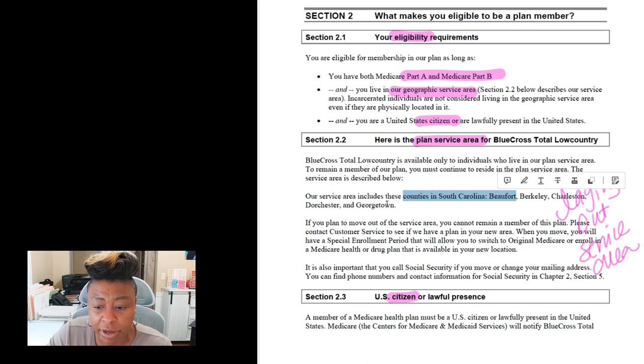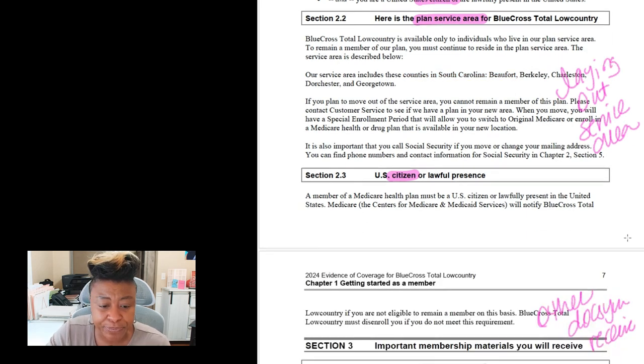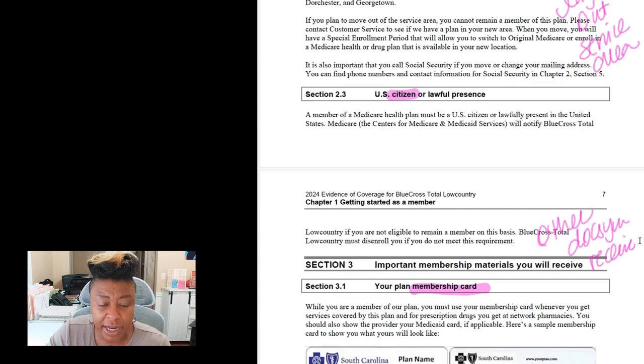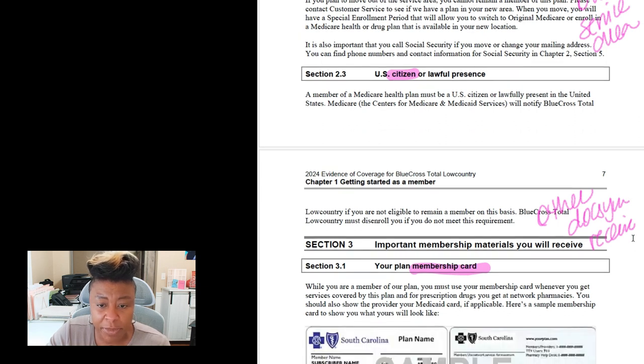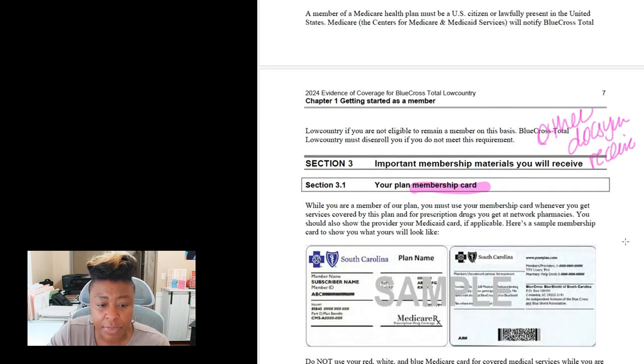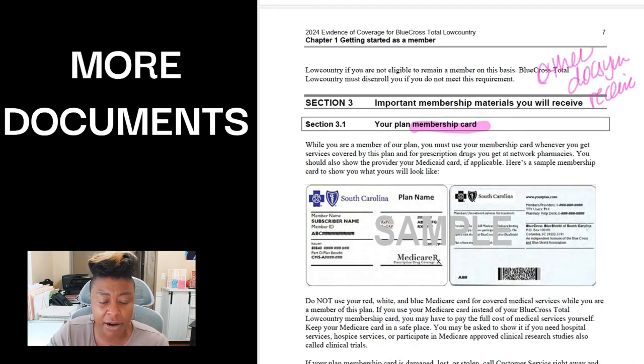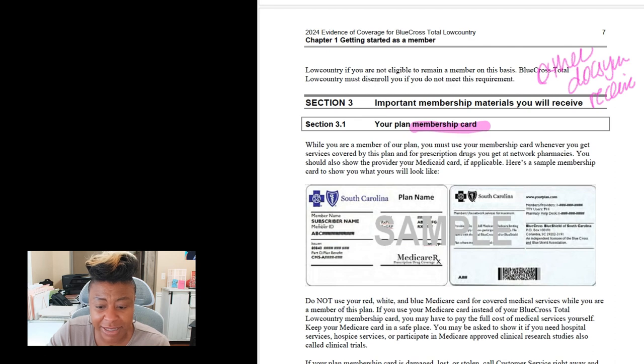My highlighting's not working that great. So basically, this section is just laying out the service area. Section 2.3, again, you have to be a U.S. citizen or be lawfully present in the United States. Section 3 is going to go over all the other documents that you're going to receive. So your membership ID card. And I always like the fact that they give you a sample of what your card may look like.